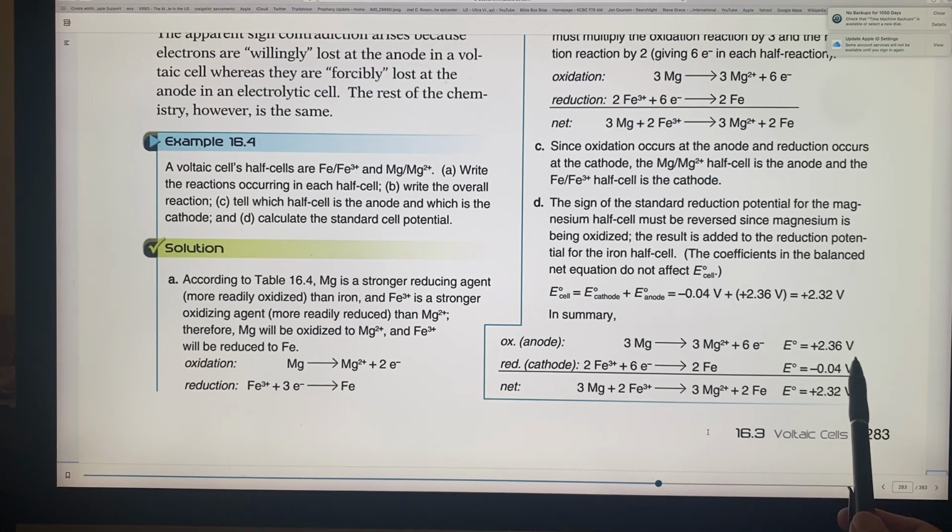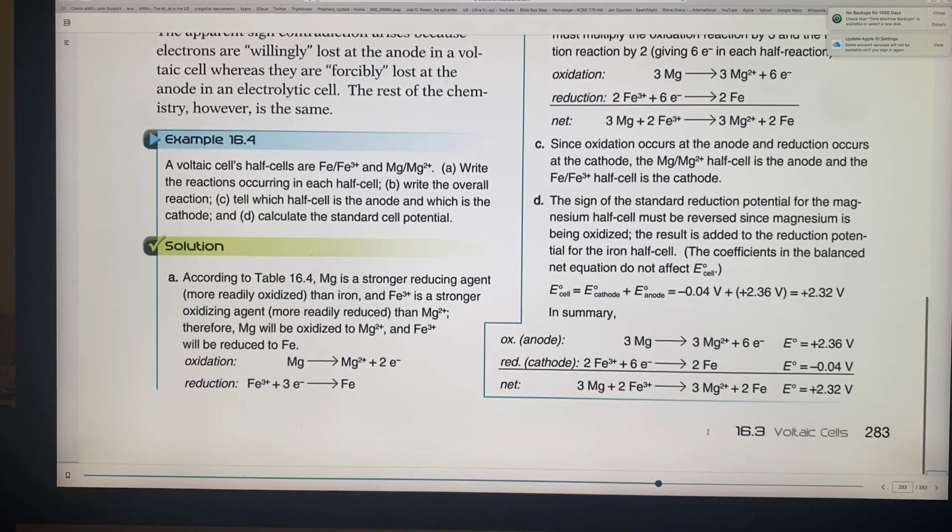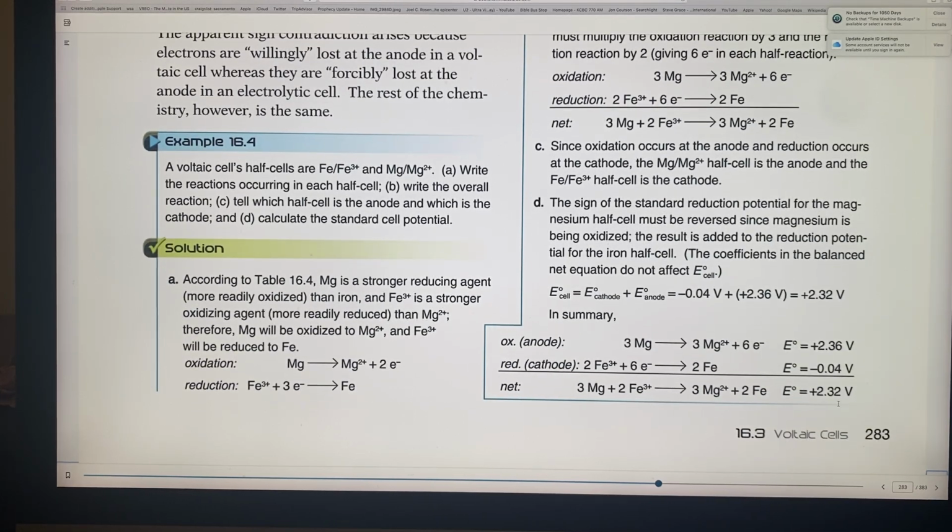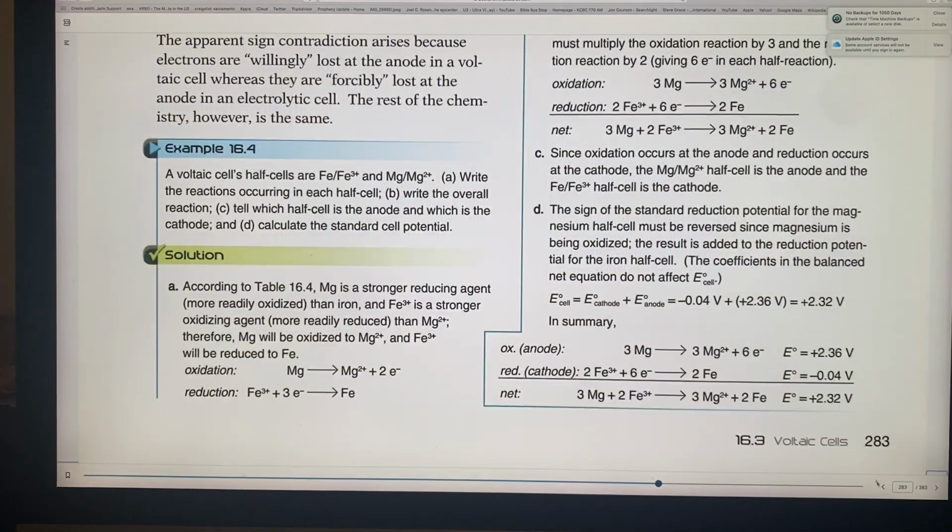So here we have magnesium, and it's 2.36, and iron is a negative 0.4. And so we're going to add these up and we get 2.32 volts. So where do we get these numbers? Well, not out of our head, that's for sure. We're going to get them from the list.